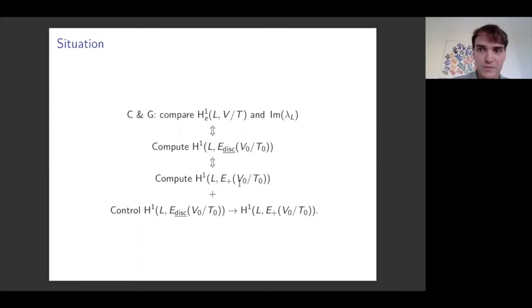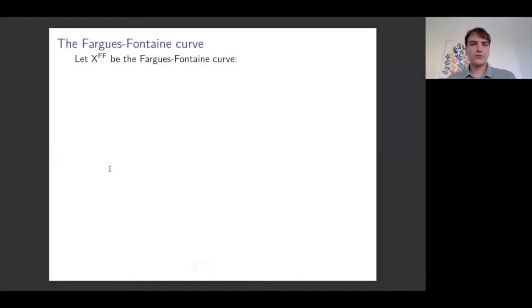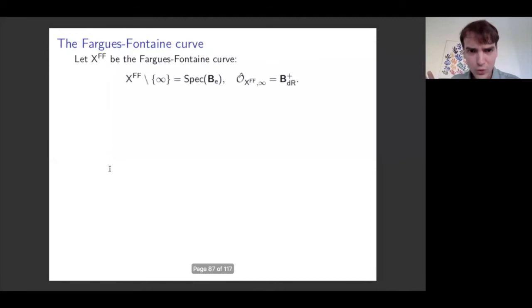Okay, so the Fargues-Fontaine curve. I need to say something about the object, but it's a bit difficult in a few slides. I will denote it X_FF. And what is it? There is a closed point on the curve.